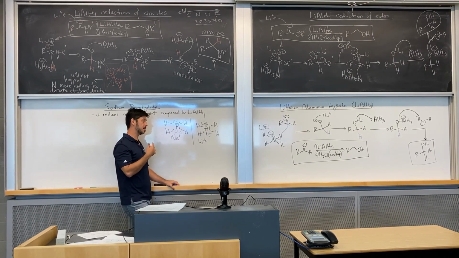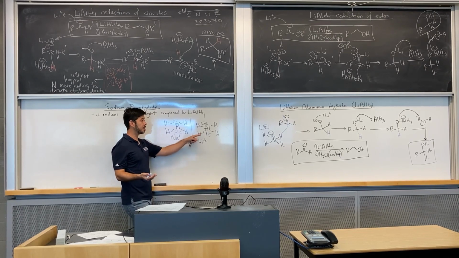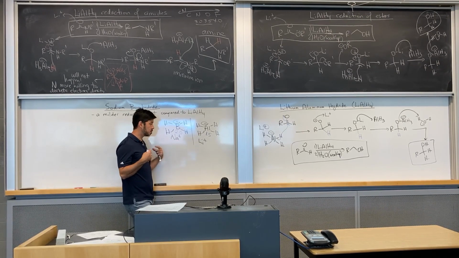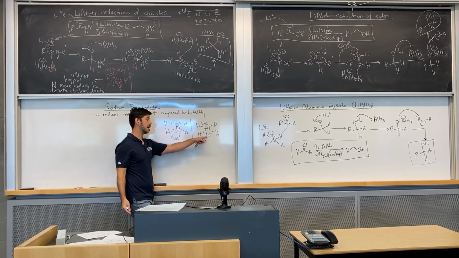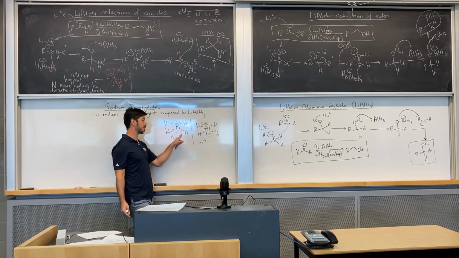So the other way I like to say this is that the aluminum is more willing to lose that negative charge because it has very low electronegativity. Therefore, it's more reactive. Whereas the boron is more electronegative and therefore is more stable in a negative form, so less reactive.